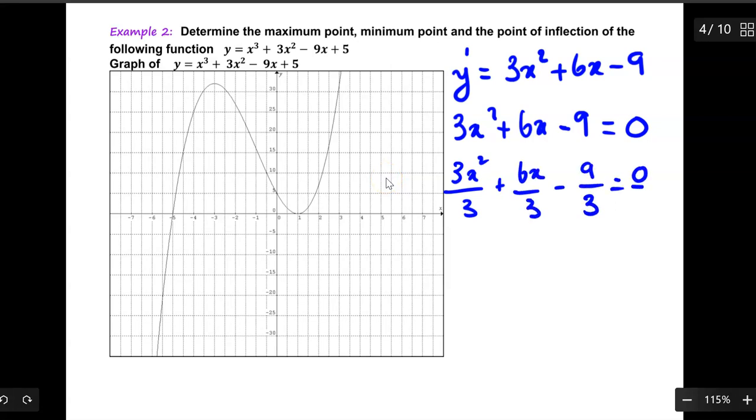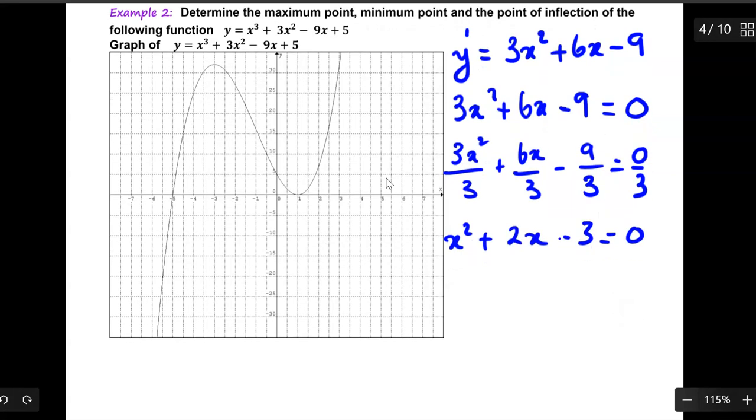Okay, so I simplified it to just x squared plus 2x minus 3 equal to 0. At this point I can factor this. You are finding two numbers which multiply to give you negative 3, and the same two numbers adding will give you 2. So those two numbers should be positive 3 and negative 1.